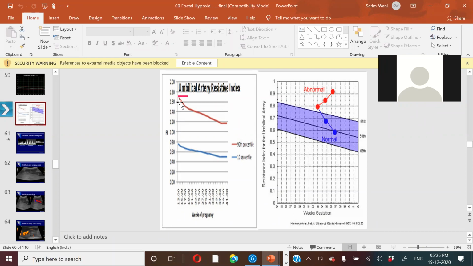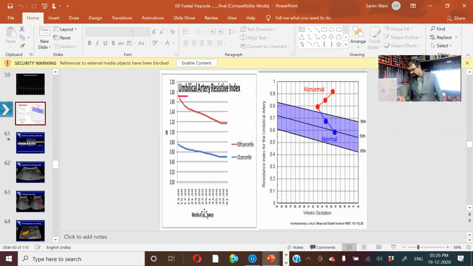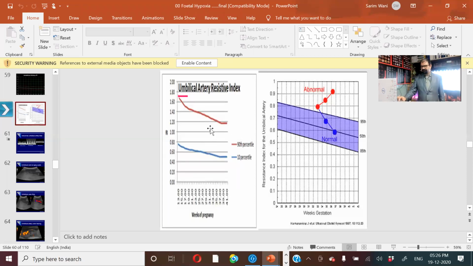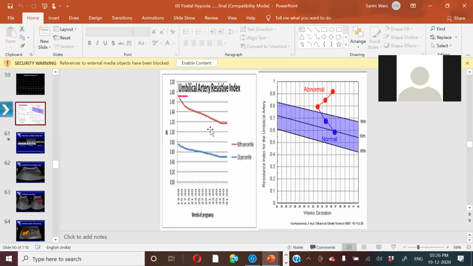gestational age is 35th week. Let me go to the 35th week. Okay, 35th week. And the umbilical artery RI value comes around 1.1. 1.1, somewhere here. Will it be normal or abnormal?